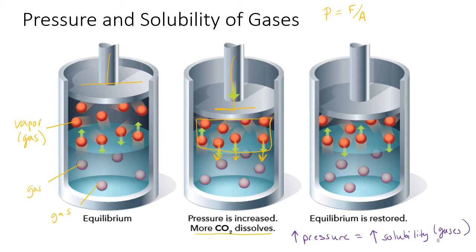And after we push down that imaginary piston and let that solution sit for a little bit, a new equilibrium will be restored where the rate forward will once again equal the rate reversed. But now notice there's more particles of gas that are dissolved in our overall solution. The reverse is true as well. If we were to lift up the imaginary piston and increase that head space above our solution, we would see that that would allow for less gas particles to be dissolved. Therefore, a decrease in pressure will equal a decrease in solubility for gases.